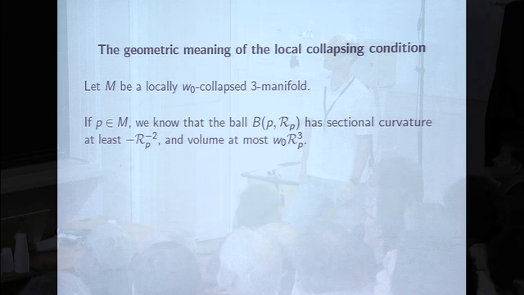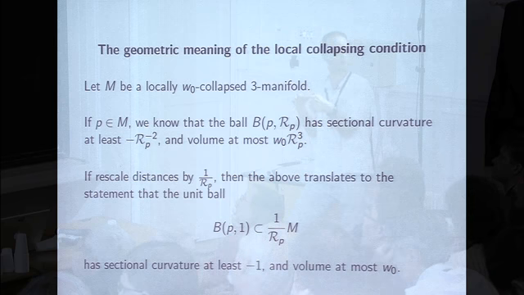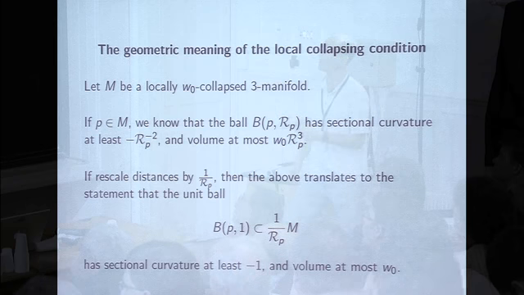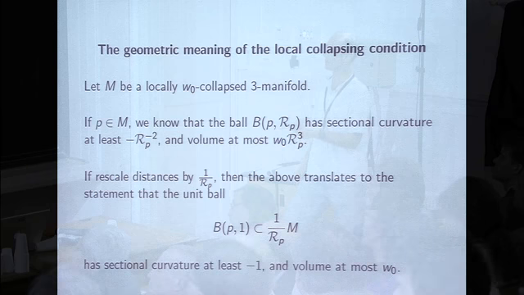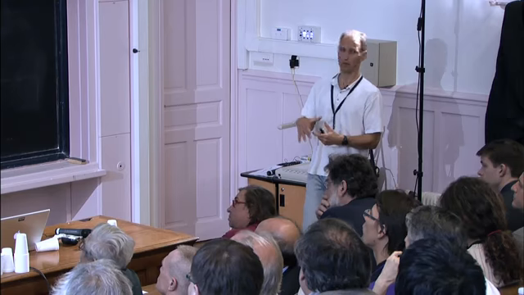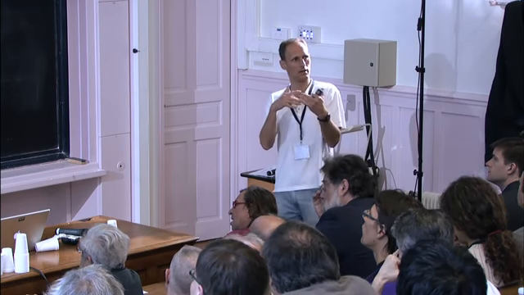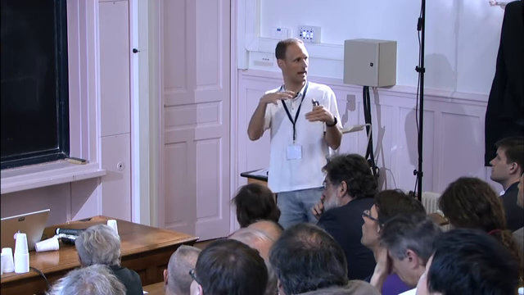Right? So now let's first try rescaling so that the ball of radius equal to the curvature scale is rescaled to a unit ball. Okay? In other words, you rescale distances by the factor 1 over the curvature scale. So this translates into the statement that the unit ball in this rescaled manifold, where this notation just means I'm rescaling distances in this Riemannian manifold by that factor, has sectional curvature at least minus 1 and volume at most w0. Okay? So now with this rescaling, we see that the collapsing condition just becomes a condition where you have a uniform lower bound on sectional curvature and small volume.